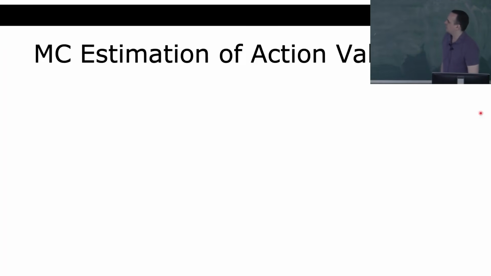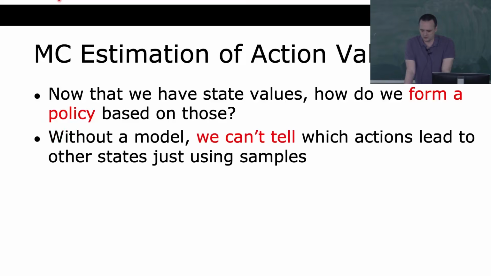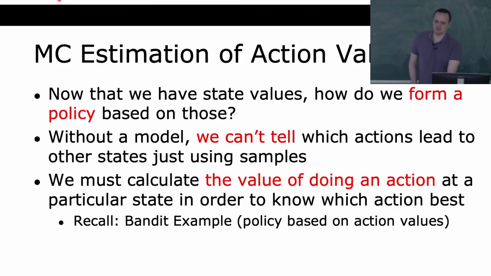Okay, so Monte Carlo estimation of action values. Now that we have state values, how do we form a policy based on those? Without a model, we can't tell which actions led to other states just using samples. So we must calculate the value of doing an action at a particular state in order to know which action is best. The reason we use Q(s,a) to store action values at a state, instead of just the value of a state, is because we need to know which action took this value, right? We don't always know.